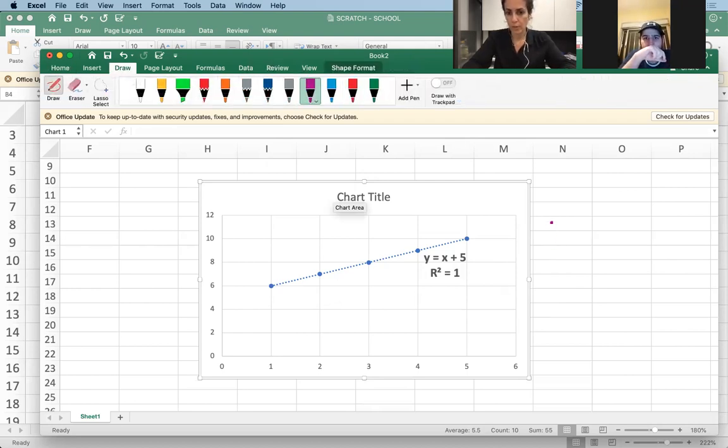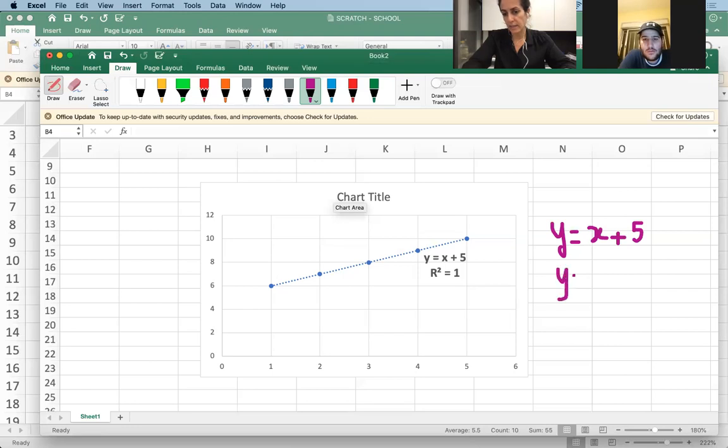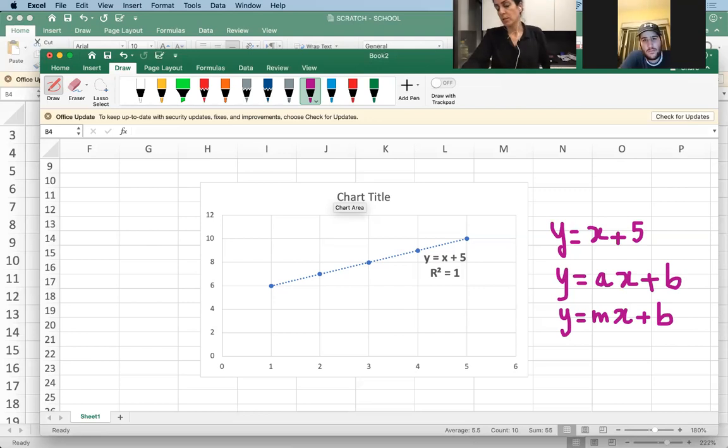So the equation is y equals x plus 5. And the equation of any line is ax plus b. Am I right? Or you used to write it as mx plus b. What's the equation of a straight line? Do you know? Okay. So the equation, everything you have before x is called the slope. So this is the slope. Okay? So this is the slope.